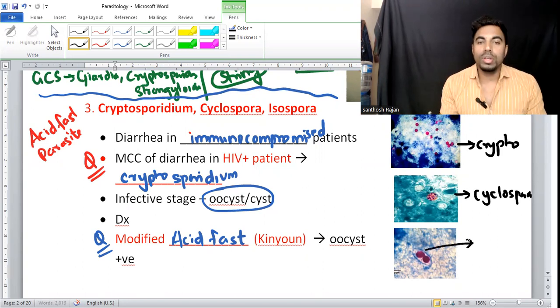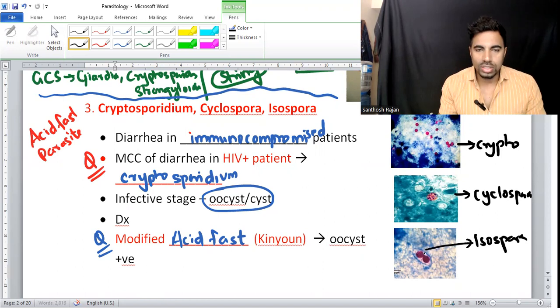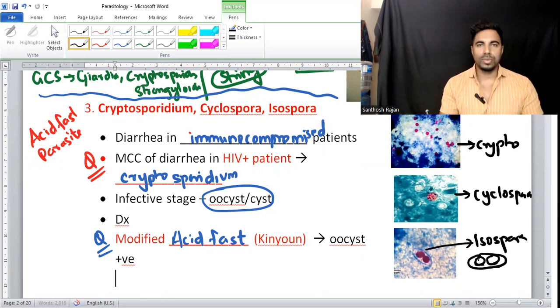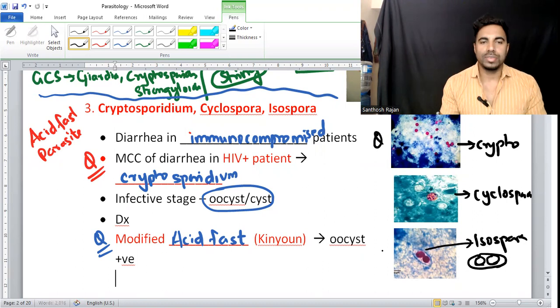The biggest one would be Isospora. Isospora, you see the structure. If you see two, this is an oocyst, oval like this, and if you see two inside, that is Isospora. Bigger than all the three. So remember, Isospora and Cryptosporidium, you can have in the exam. That's what I'm stressing.